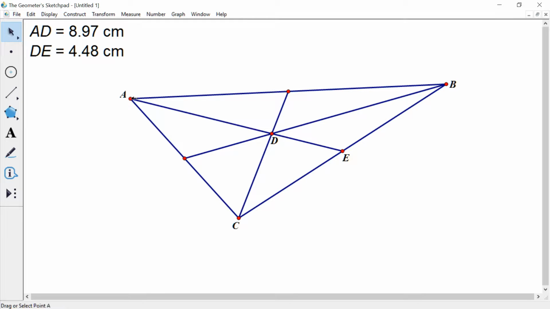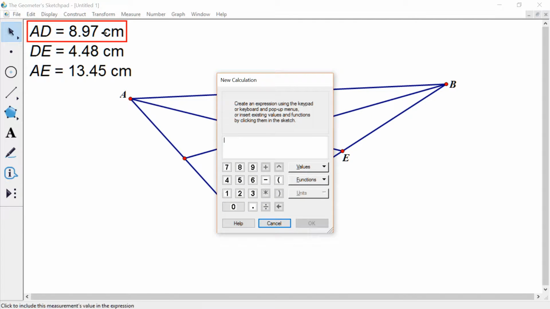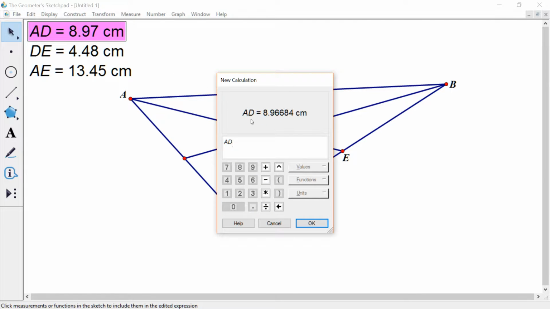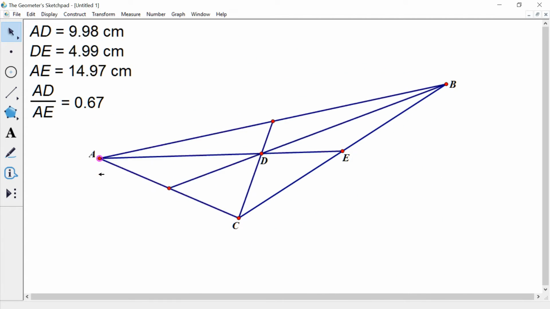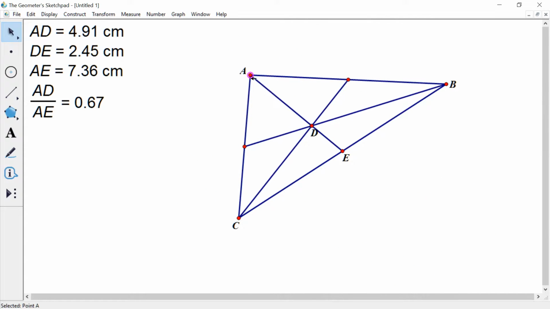If I also compare that to the entire median, measure distance, let's do a calculate. Let's compare the vertex to the centroid, divided by the entire length of the median. You'll end up getting a ratio of 2/3 no matter where I go. So point D is 2/3 of the way along AE from the vertex.